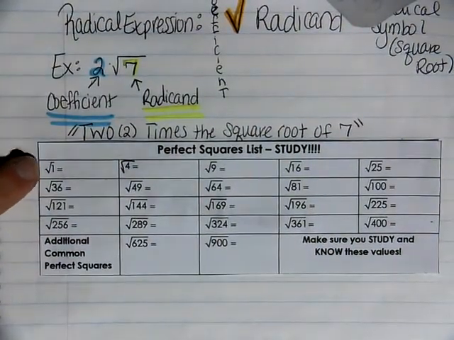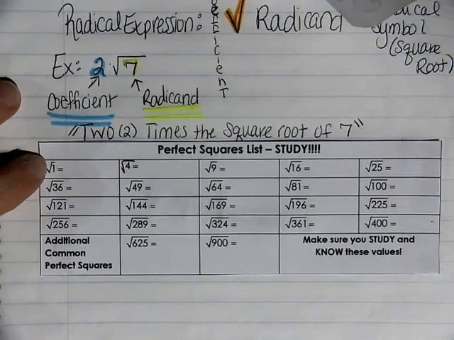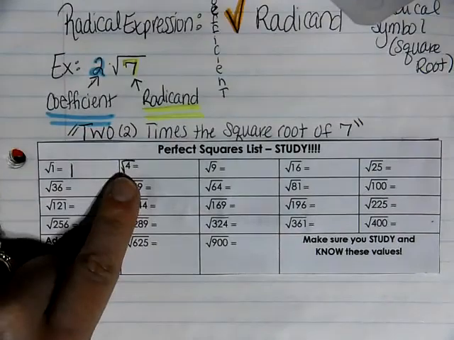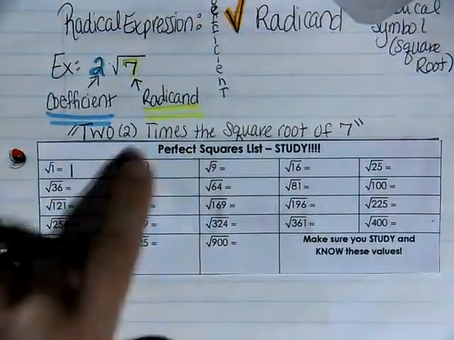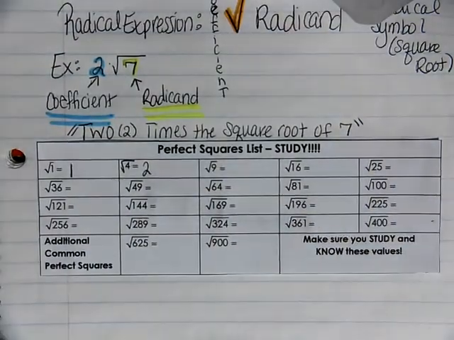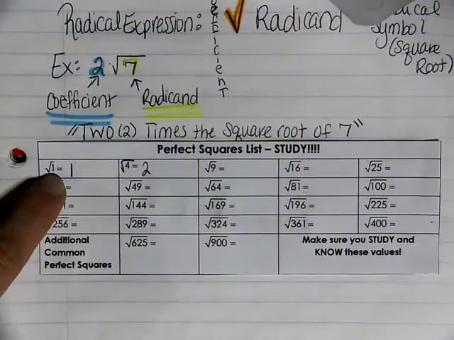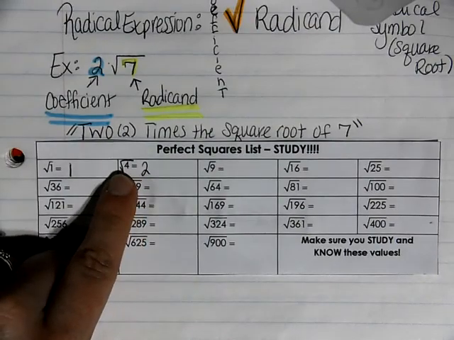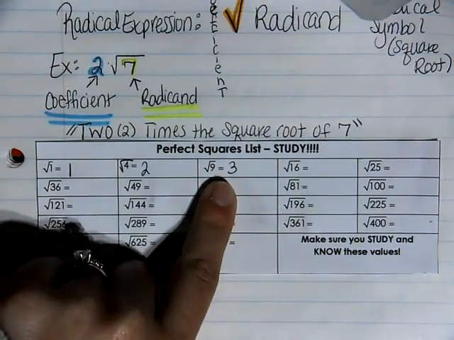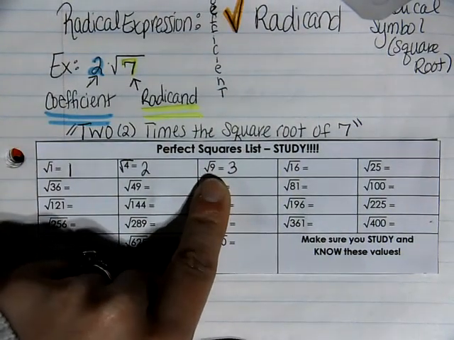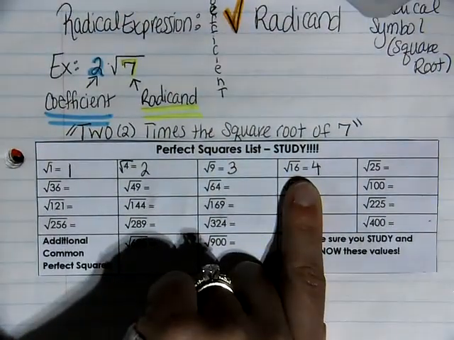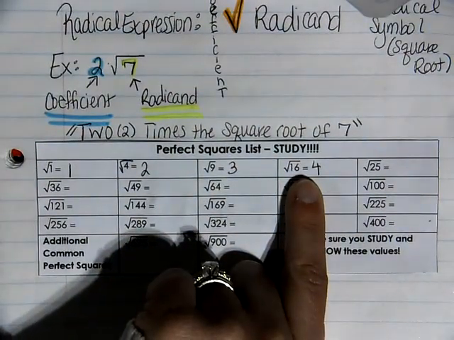So 1 is considered a perfect square. The square root of 1 is 1. The square root of 4 is 2. What square root means is what times itself equals that number. 1 times 1 is 1. 2 times 2 is 4. The next one is 3. Square root of 9 is 3. 3 times 3 is 9. The square root of 16 is 4, and that's because 4 times 4 equals 16.